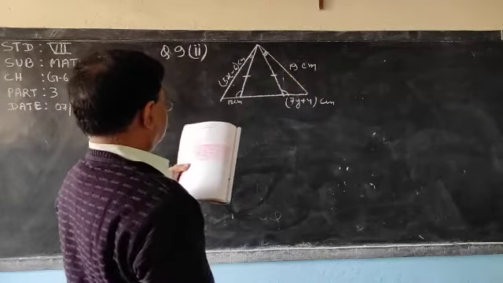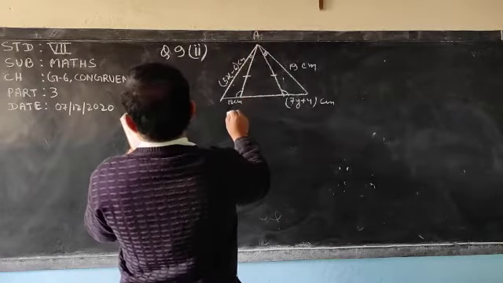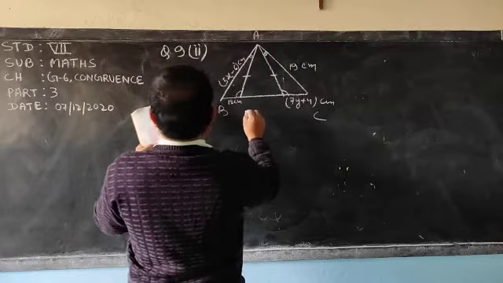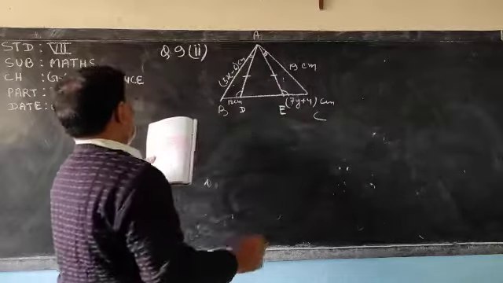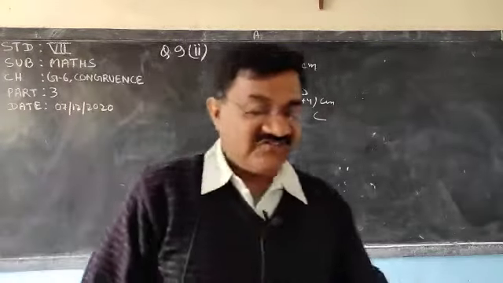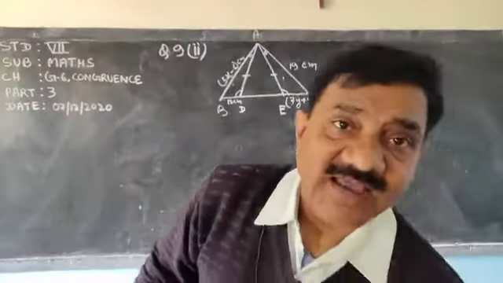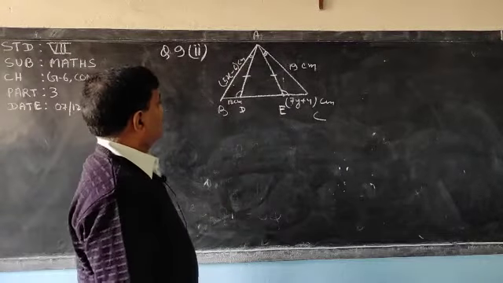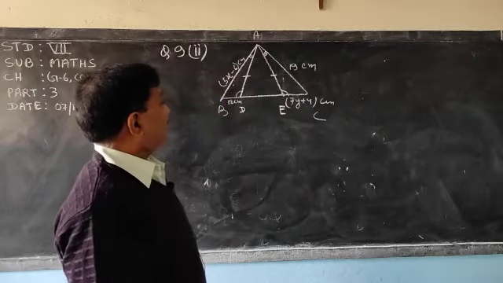Now listen. A, B, C, D and E. And where are x and y? Yes, x and y. In this question, we have to find the value of x and y. Dear children, how to find? X is here, y is here. We have to find the value.